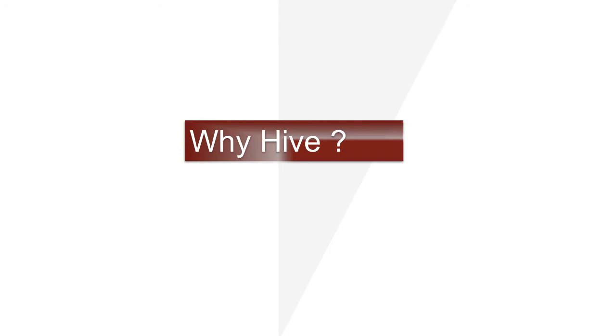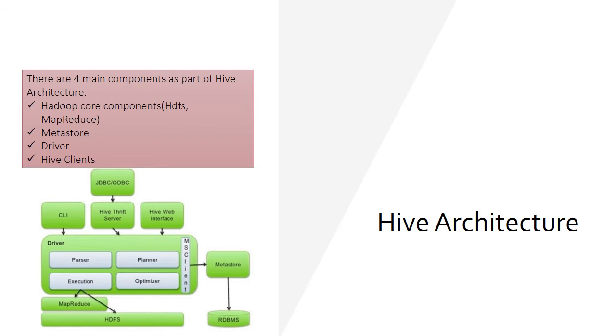It is the gateway for business intelligence and visualization tools that are integrated with Hadoop. It is designed specifically for large datasets and to handle complex queries. It is highly flexible. Partitioning and bucketing improve performance, and there are many such performance tuning tools available in Hive. There are four main components as part of Hive architecture: Hadoop core components, HDFS and MapReduce, Metastore, driver, and Hive clients.